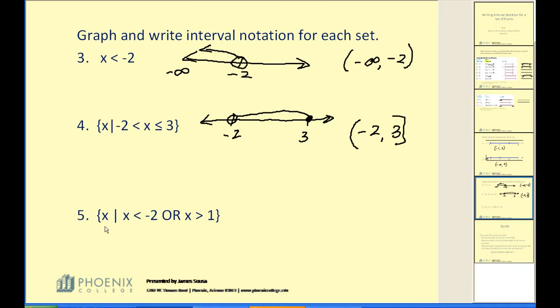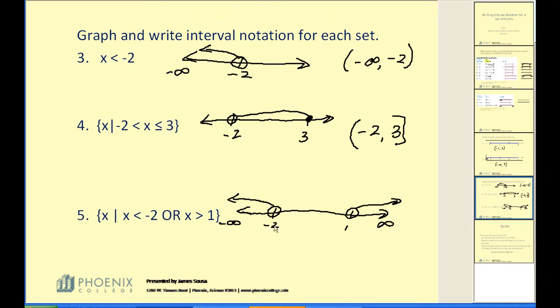Last example, x such that x is less than negative 2 or x is greater than 1. X is less than negative 2. X is greater than 1. And just for added meaning, we're approaching positive infinity as we go to the right. We're approaching negative infinity as we go to the left.